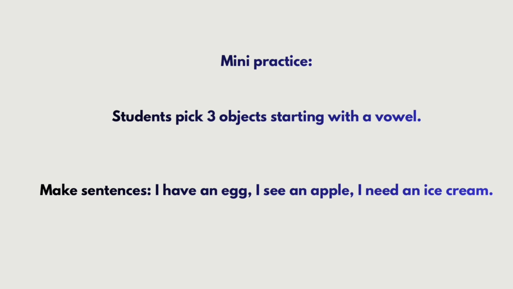Mini practice is also given here. Students can pick three objects starting with a vowel or start making sentences. I have an egg. I see an apple. I need an ice cream. Okay, understand?